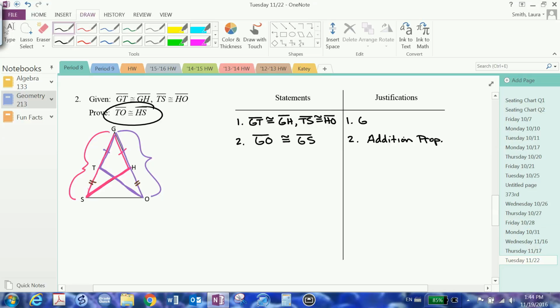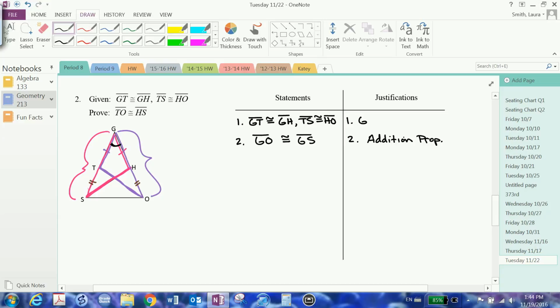So think back to what I said earlier about the overlapping triangles. Overlapping triangles have something in common, something reflexive. They either have a reflexive side or they have a reflexive angle. So look at these two triangles. Do they have a reflexive side? No. Do they have a reflexive angle? Yes. They both share this angle right here.